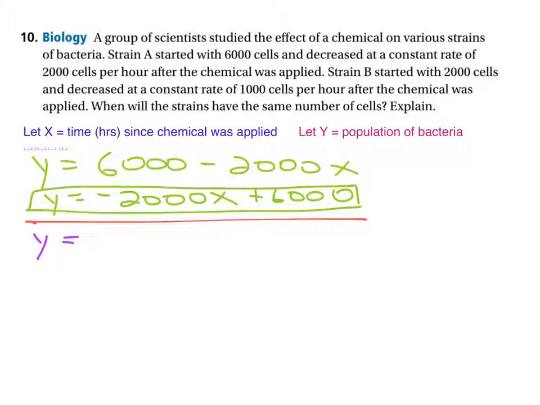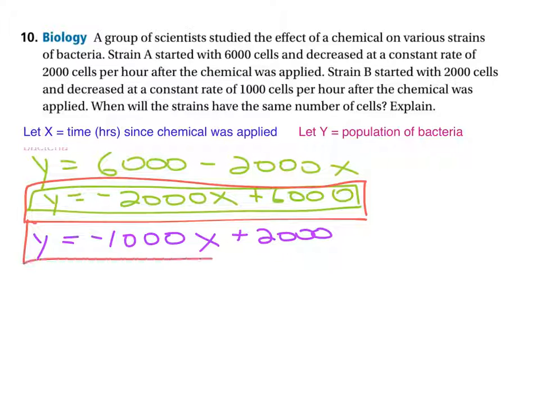The next equation would be y equals also the population. This time for strain B, we're going to start with 2,000 cells and decrease at a rate of 1,000 per hour. So I'm going to write the decrease of 1,000 per hour as the coefficient of x, and then say, what do we have as our initial population? We have 2,000. Okay? So those will be the two equations that we're going to use. And then we're going to find out when the strains will have the same number of cells.